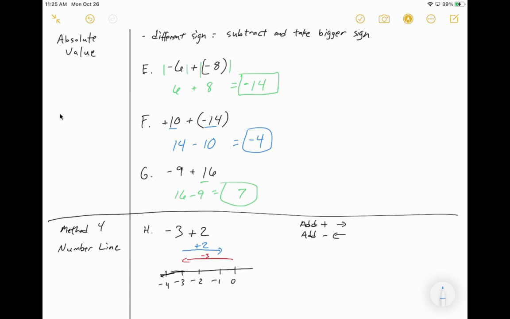Right? So you can kind of picture the idea of going in one direction and going the other direction. Negatives take me to the left, positives take me to the right. And so where do I end up after all this? I end up right here at -1. Does that make sense? Pretty clear? Okay.